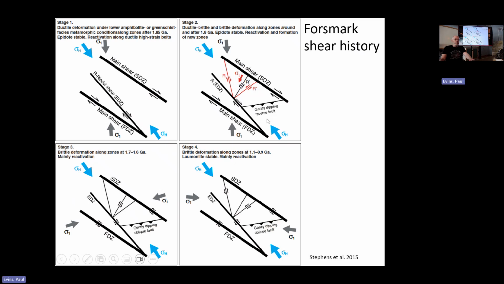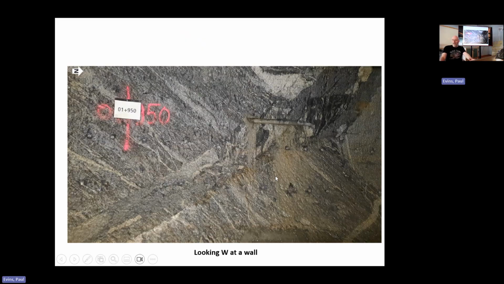And that's mainly what I wanted to show this slide for, to say, hey, somebody up in Forsmark said there's gently dipping thrusts up there. And I started seeing this in tunnels. In the last 10 years of mapping in Stockholm, I've been seeing them more and more, i.e. these weakness zones in the faults that are not just subvertical strike-slip faults.